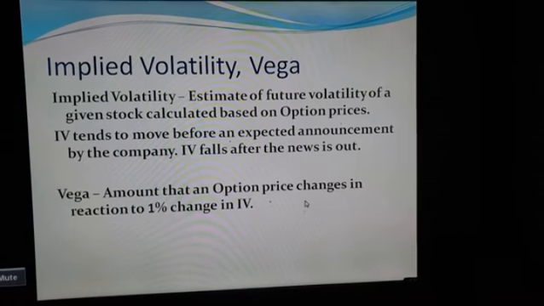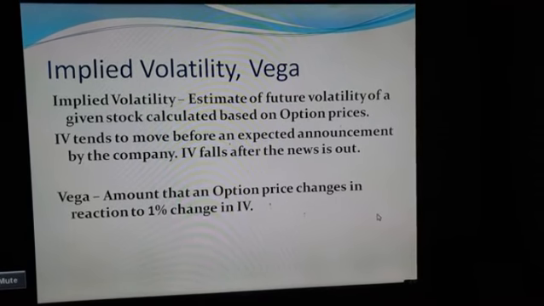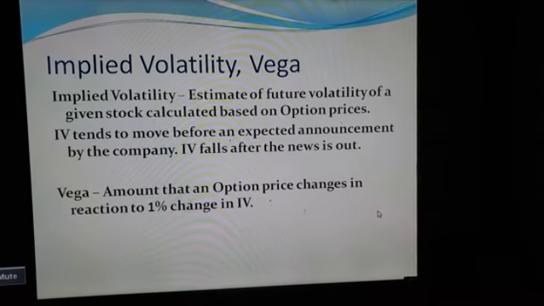Yeah, I have added one line over here: before any expected news is out, say before the earnings, the IV is generally high. After the earnings or the news is out, the IV suddenly falls and the price of the options also falls. Okay, we'll move on to the next slide.